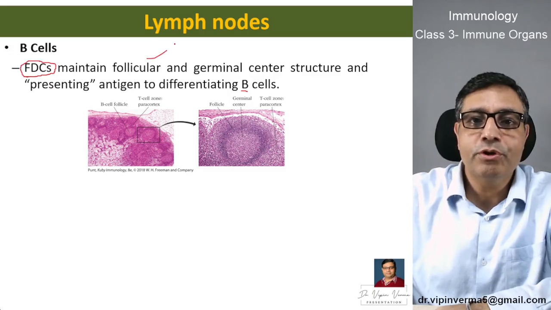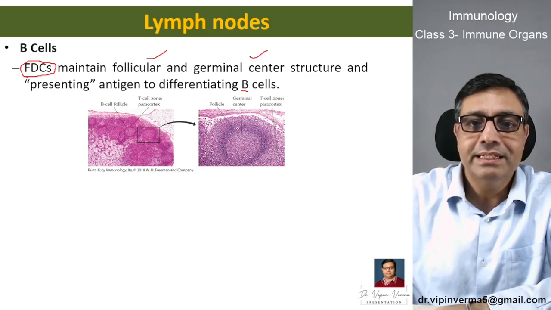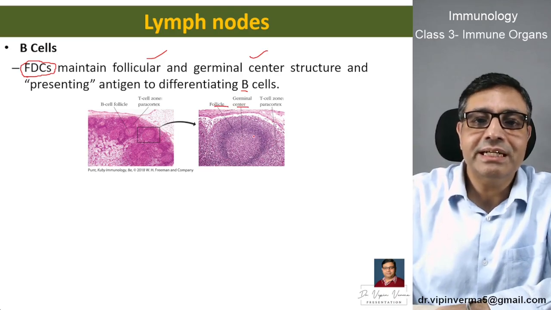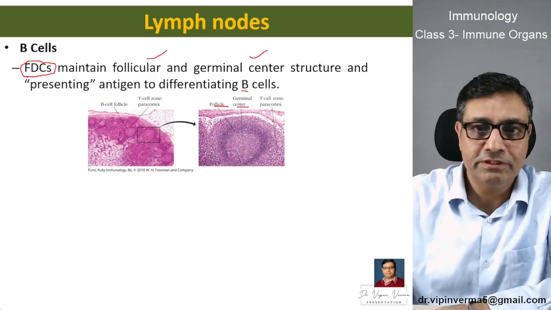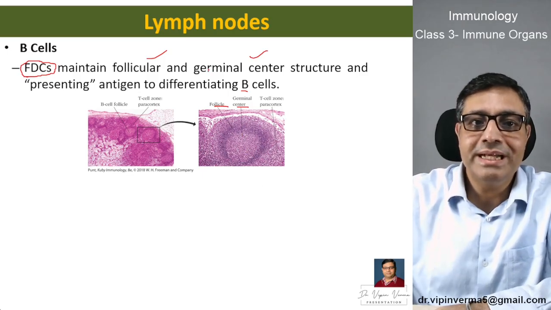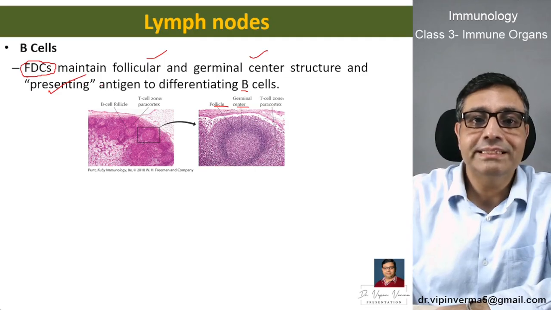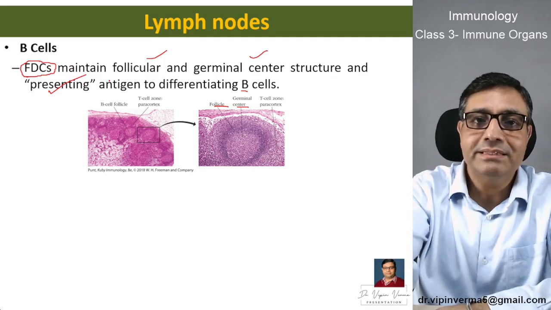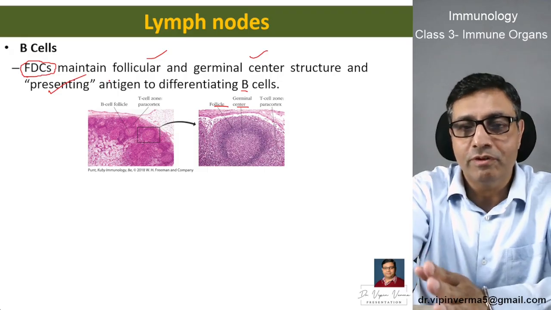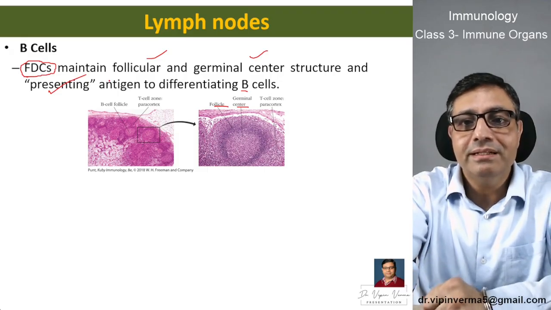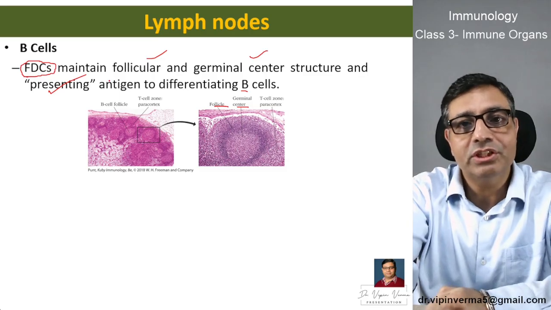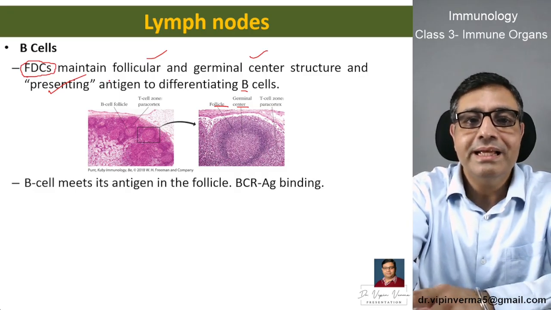They maintain the follicular and germinal center structures. If you see here, this is the follicle and this is the germinal center, GC. GCs are temporary structures which are formed, and we will see how they are formed. They maintain this, and they also present the antigen to differentiating B cells, because the antigen is there. So they do both jobs: number one, maintaining the follicular and germinal center structures, and number two, presenting the antigen.